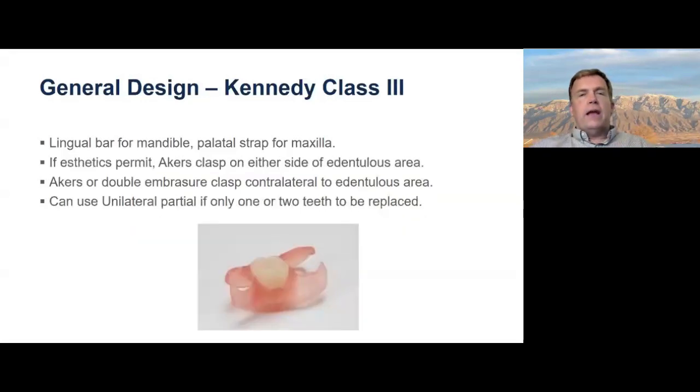Kennedy class 3, these are the cases where we should be able to get a pretty solid case. Oftentimes these are cases that could be done with a fixed bridge if we want to. If we can do it aesthetically, it's nice to get an Akers on either side of the edentulous area, because that'll make the case quite retentive. If we're doing a full arch partial, we'll want to have an Akers or a double clasp opposite the saddle itself. And sometimes if we're only replacing 1 or 2 teeth, we can do a unilateral partial.